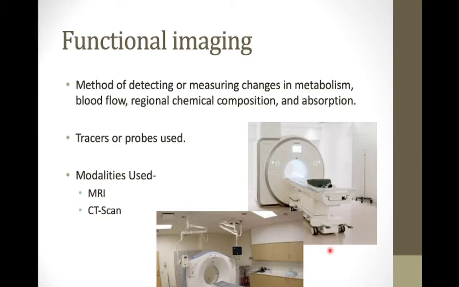Functional imaging is a method of detecting and measuring changes in metabolism, so blood flow and regional chemical composition, as well as absorption. Here they can use tracers and probes to track the drug in the body. Normally this would be done first with animal studies. And they can use devices such as MRI scanning or CT scanning.